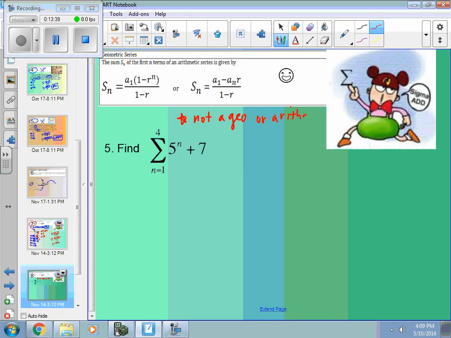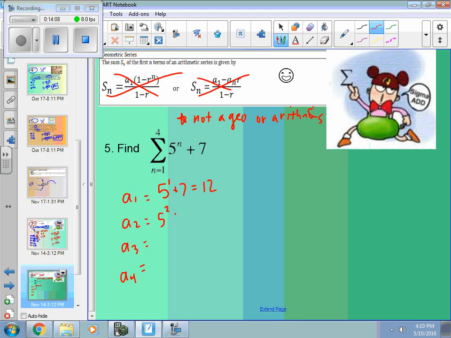So on one like this, you wouldn't be able to use either the equations we had on the last notes or these ones. So you would have to actually just go through and find these terms and add them up here. So on this one, we'd want to find what is the first, second, third, and fourth terms here, and then find the sum of those. So the first term, if we plug 1 in here, we'd get 5 to the first power plus 7, which should be 12. Plug 2 in, we get 5 squared plus 7. 5 squared is 25, plus 7 would be 32.